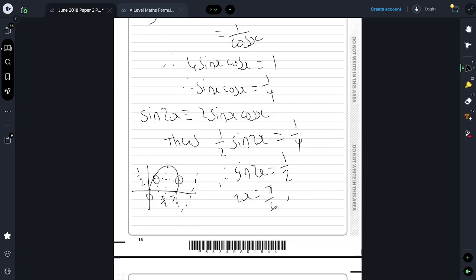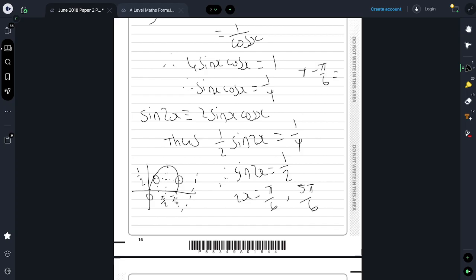Or you could say the distance between 0 and this angle here, which is 0 to pi over 6, well, the distance was pi over 6. It's the same pi minus this. So to get this answer here, you do pi minus pi over 6, which is 5 pi over 6.